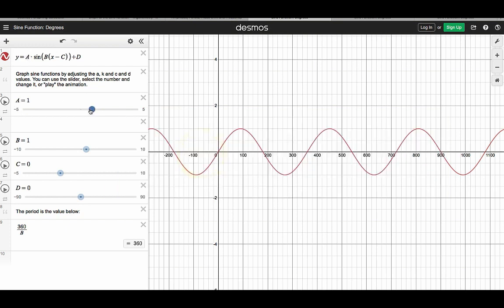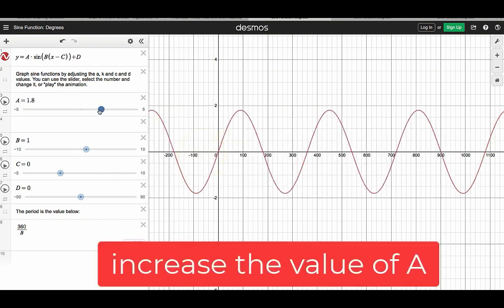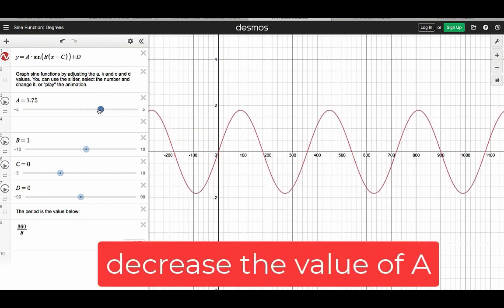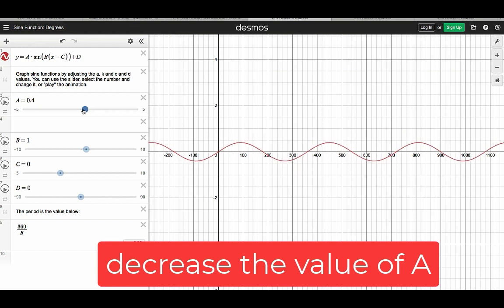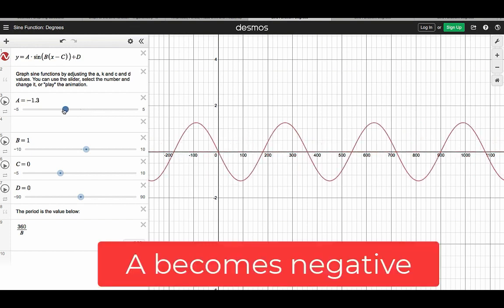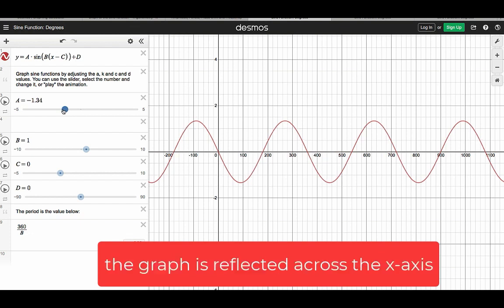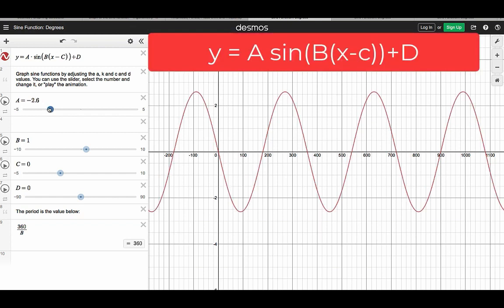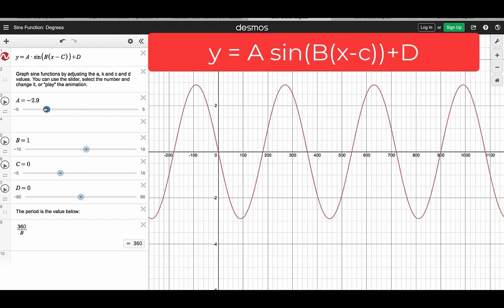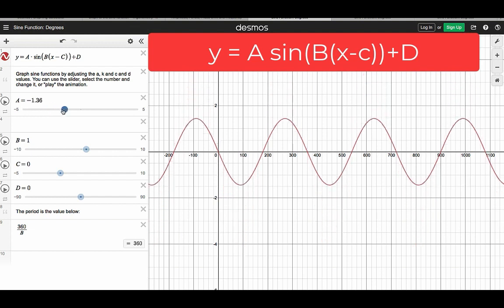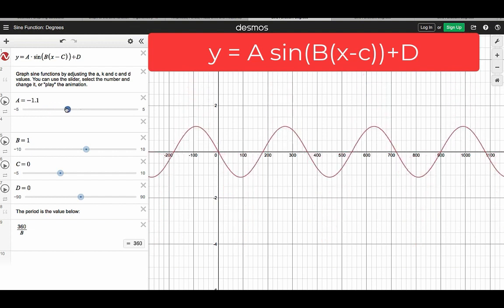If I'm going to increase the value of a, notice what happens to the graph. The graph gets taller and taller. If I decrease the value of a, the graph becomes flatter and flatter. And then if a becomes negative, the graph is reflected with respect to the x-axis. It's like a mirror image. And then as the absolute value of a becomes bigger and bigger, the height of the graph becomes taller and taller. So that's the effect of the value of a to the graph.